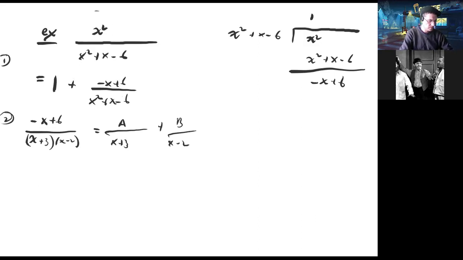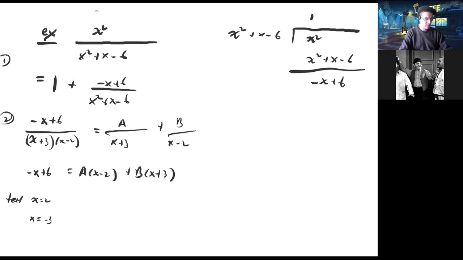Okay, and then we multiply both sides by the denominator on the left side, so we get negative x plus 6 equals a times x minus 2 plus b times x plus 3. Now in solving this, I'm going to use test values. So test values will be x equals 2 and x equals minus 3. These seem to be the best values to use. So what happens to the left side when you plug in x equals 2? You're going to get 4 equals 5b. So b is equal to 4/5.